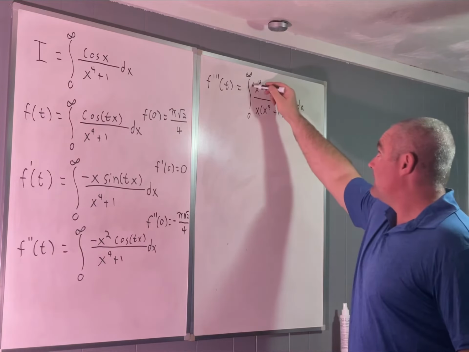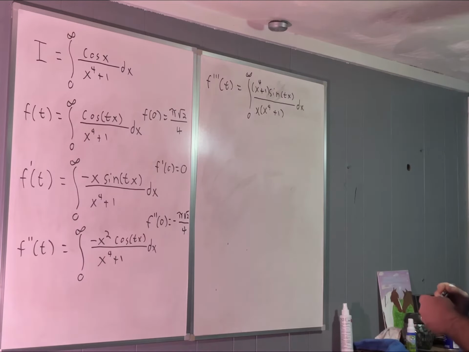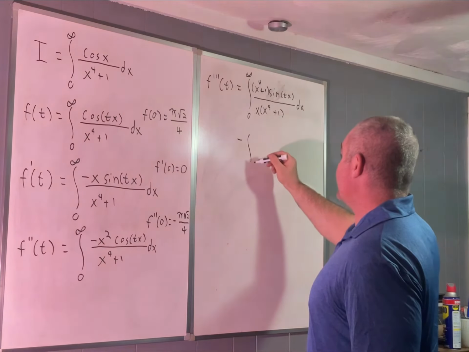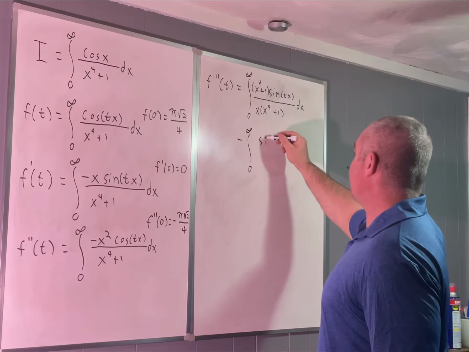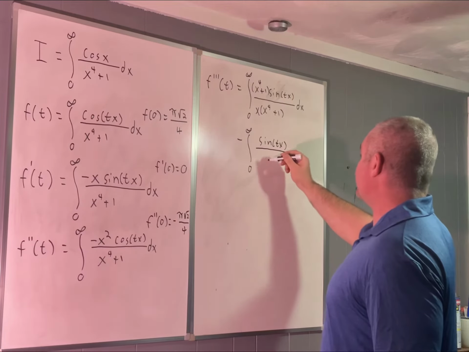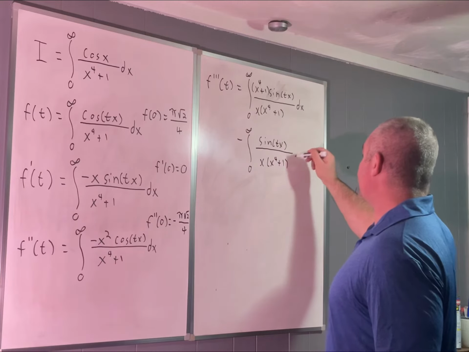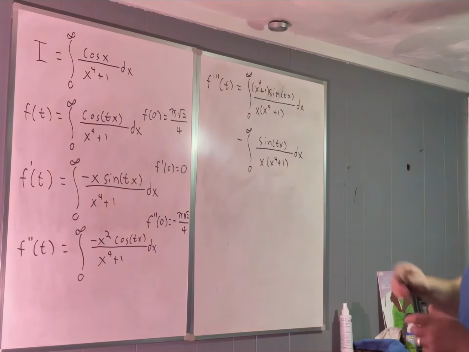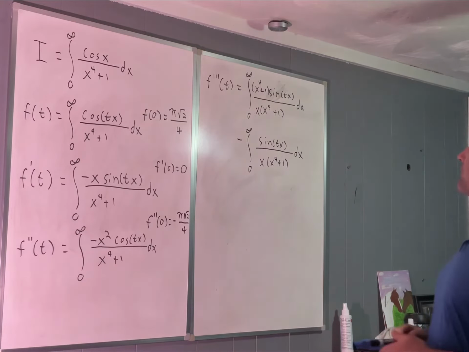And then introduce a plus 1 here, meaning we would actually now have to subtract the integral from 0 to infinity of sine of tx over x times x to the fourth plus 1 dx, right? We started with just x cubed times sine tx over x to the fourth plus 1.